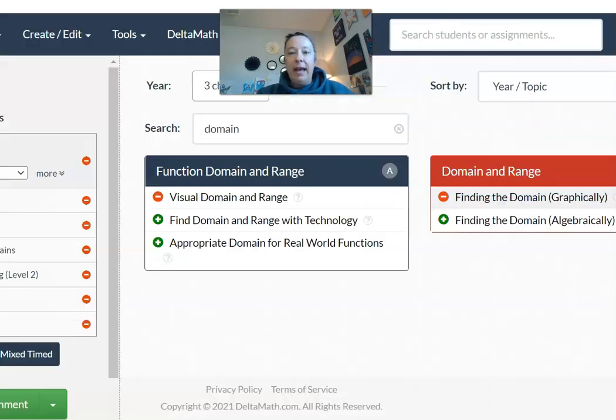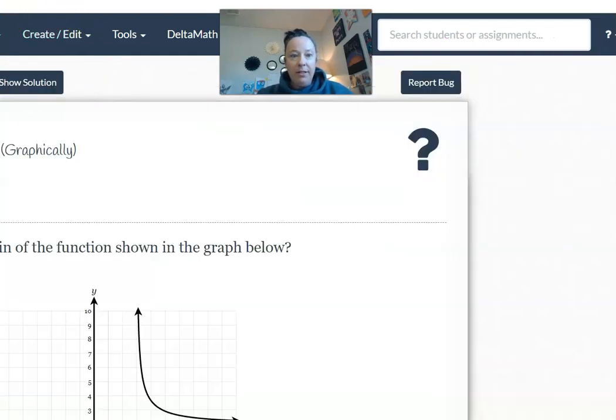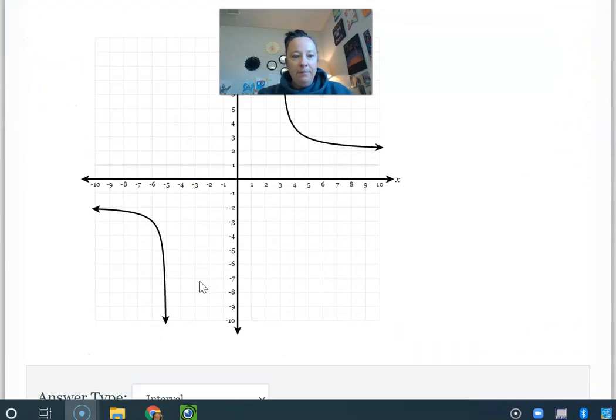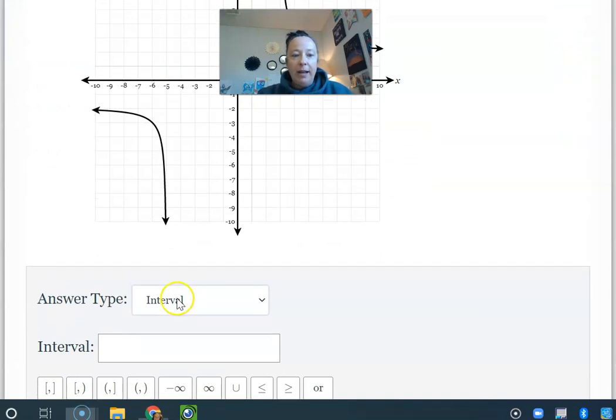Now I'm going to go to Delta Math, where I will pick some of the questions that you might see on this assignment, and I want to look at them with you. All right, so this one, find the domain. Now they're going to ask you answer type. You need to use interval, okay?